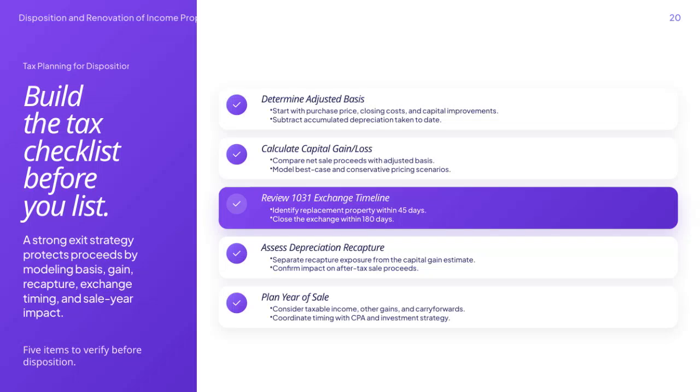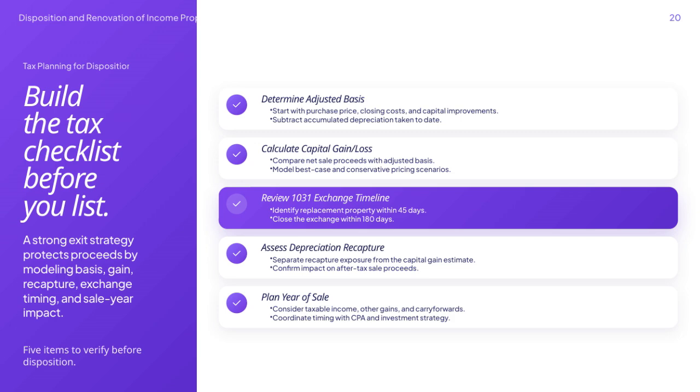When planning for the disposition of a property, building a thorough tax checklist before listing is crucial. A strong exit strategy helps protect your proceeds by carefully modeling factors like adjusted basis, gain, depreciation recapture, exchange timing, and the overall impact on your taxes in the sale year. Before moving forward, there are 5 key items to verify.